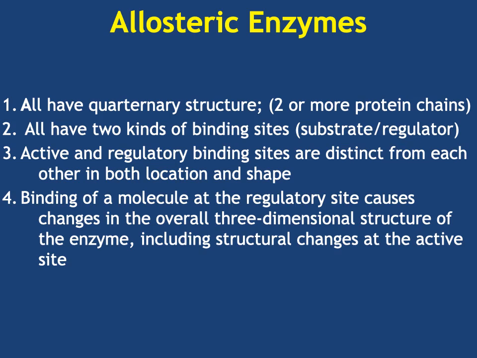3. Active and regulatory binding sites are distinct from each other in both location and shape. Often, the regulatory site is on one protein chain and the active site is on another. And the last characteristic, binding of a molecule at the regulatory site causes changes in the overall 3-dimensional structure of the enzyme, including structural changes at the active site. Thus, an allosteric enzyme is an enzyme with 2 or more protein chains, your quaternary structure, and 2 kinds of binding site, your substrate and your regulator.